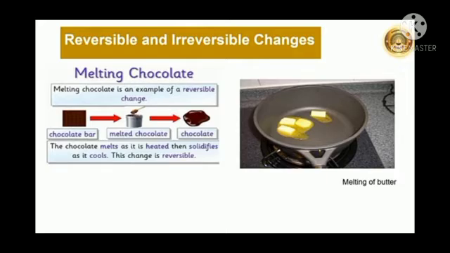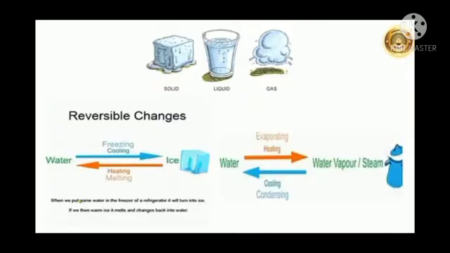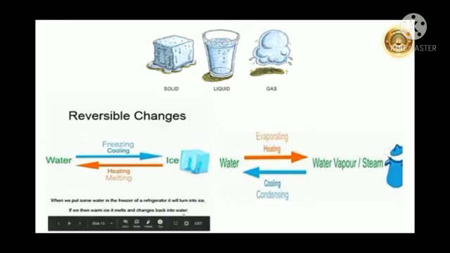Similarly, butter. On heating, the butter will melt and when it cools, it will solidify. So this is again a reversible change. When we put some water in the freezer of a refrigerator, it will turn into ice. If we warm the ice, it melts and changes back into water. So this is again an example of a reversible change. Similarly, water on heating changes to water vapor, and the water vapor on cooling or condensing, it changes to water again. So this is again a reversible change.